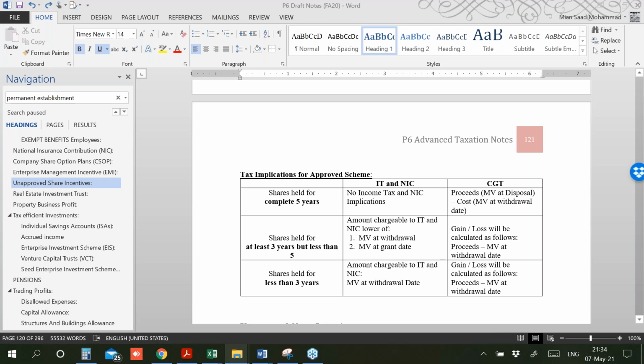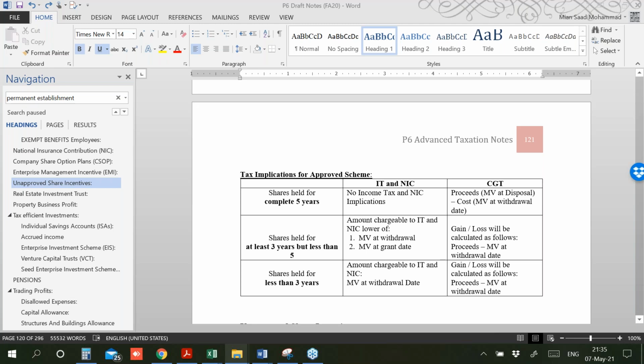Now, the other extreme, if they keep it for less than 3 years, then whenever they withdraw, there will be an amount chargeable to IT and NIC, and that is whatever the market value at withdrawal date, that will be subject to IT and NIC. However, there is an in-between scenario: if they keep it more than 3 years but less than 5 years, the IT and NI will still be applicable. However, it will be the lower of market value at the grant date and market value at the withdrawal date.